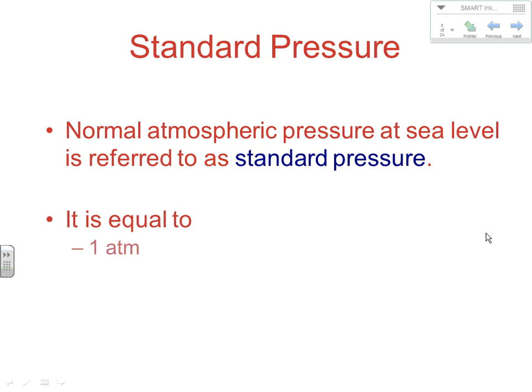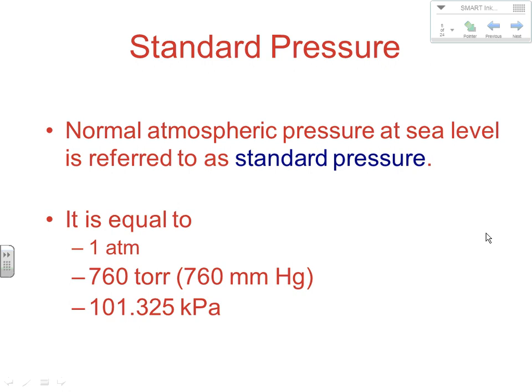Now, standard pressure, which is normal atmospheric pressure at sea level, would equal 1 atm or 760 millimeters of mercury, which is 760 torr, which is 101.325 kPa. So to a bunch of significant digits, that's what we've got in kPa. This is a 6 significant digit number here.